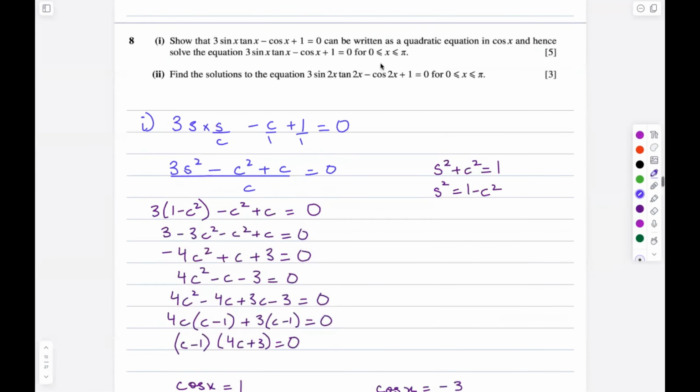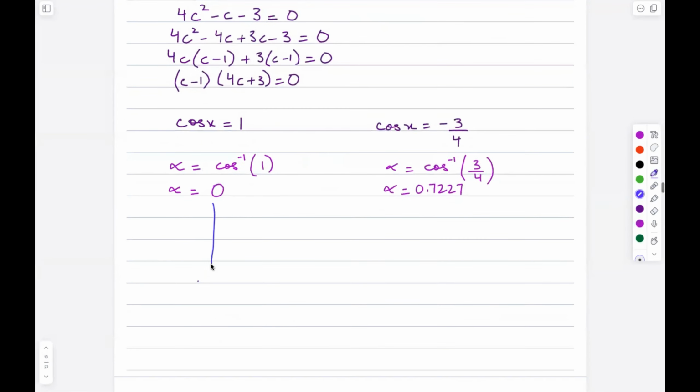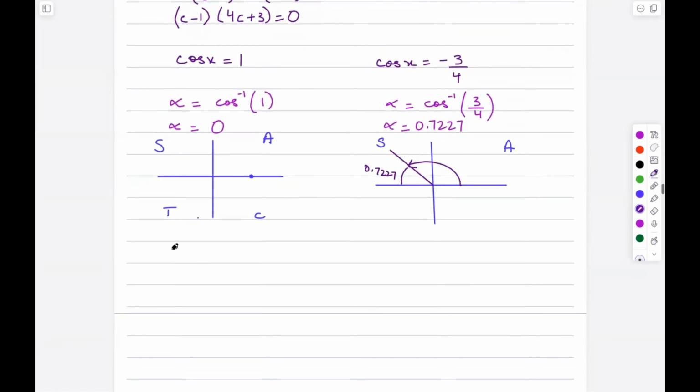Now, as the x values are from 0 to pi, we'll just make cos in the first quadrant, as the range is from 0 to pi, which is basically 0 to 180. So 0 will be made in the first quadrant, and for the basic angle 0.7227, in this case cos is negative, so we'll make cos in the negative quadrant, which is the second one. So we'll make the basic angle over here. This angle will be 0.7227. So x will be pi minus 0.7227.